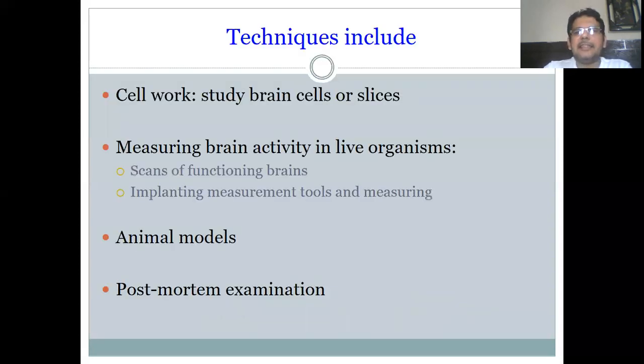So these techniques, as I was mentioning, include the cell studies, cell work, to study brain cells or slices, and then we'll discuss measuring brain activity in living organisms.